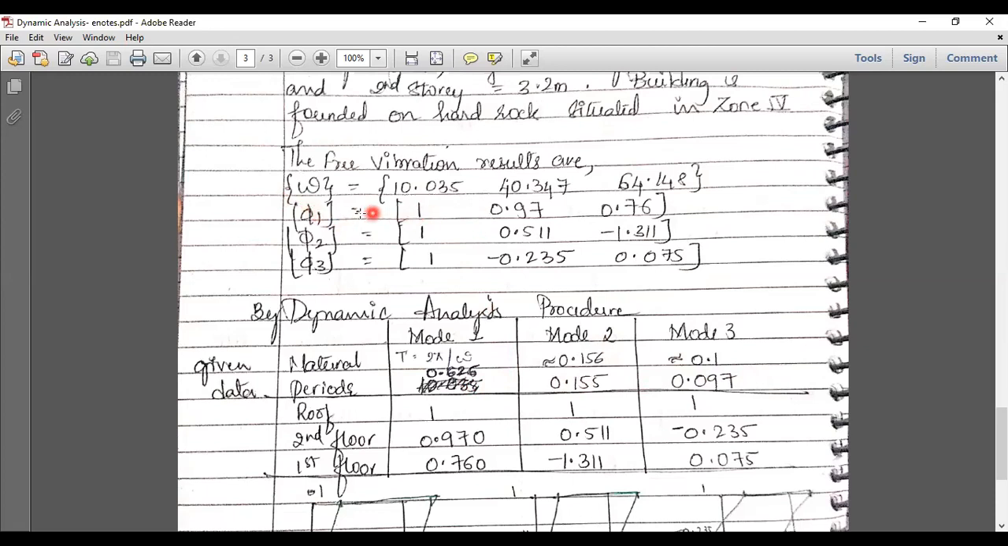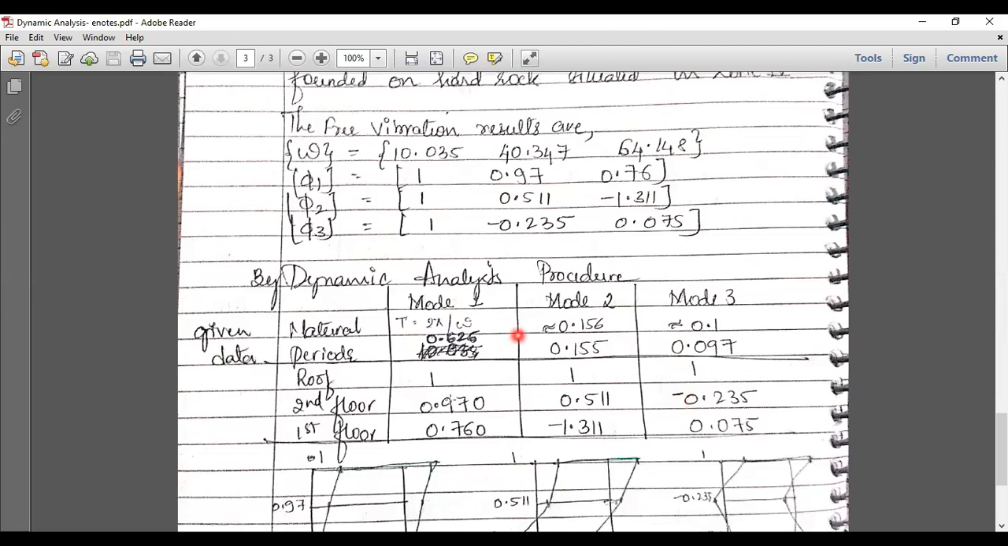Then the mode shapes. This is for the first one, that is 1.97 and 0.76. One is always the topmost, that is the roof, the next one is the floor below, and the next one is the lowest. If there are 4 floors, then you will get another fourth value here, which would be for the ground floor. So this goes like this: this is your topmost floor, the next floor, the next floor, and the ground floor. Here I've written roof is 1 for first mode, mode 1. Then the second value is 0.97, and similarly for all 3 I've written over here.